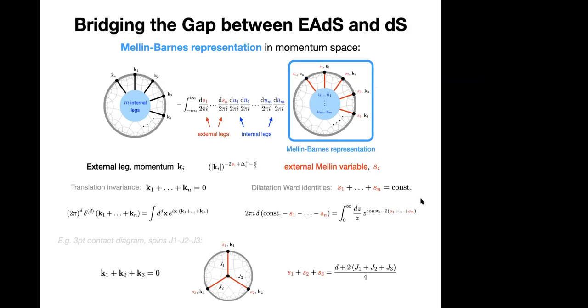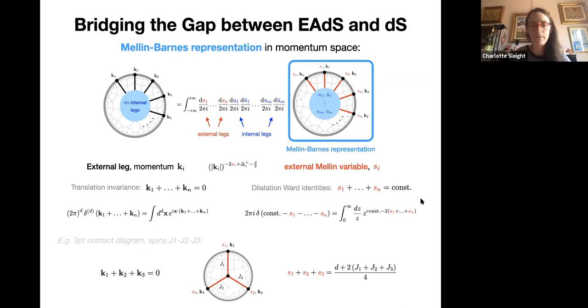Roughly speaking, are these S's like Schwinger parameters in Feynman diagrams? Yes, it's similar to this. Okay.